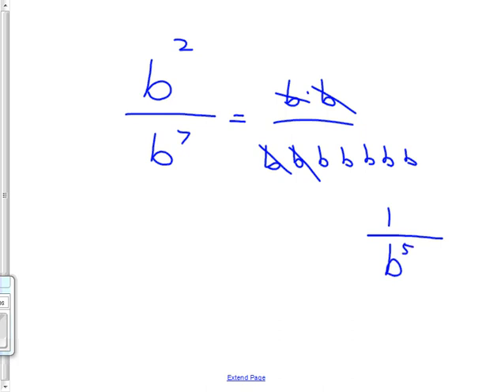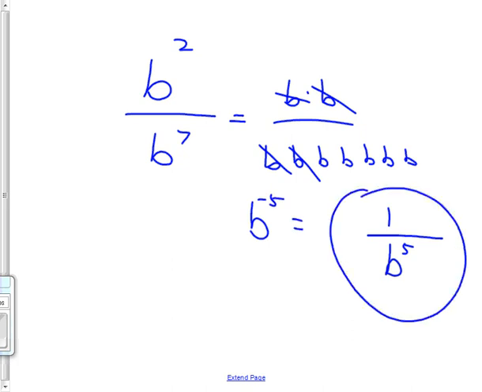That means that our first answer of b to the negative 5th is really equal to 1 over b to the 5th. Do you remember that about negative exponents? Like they just flip the other thing and they put 1 over it? All right, so if I have 5 squared, I hope you know that that's 25. But what's 5 to the negative 7? 1 over.